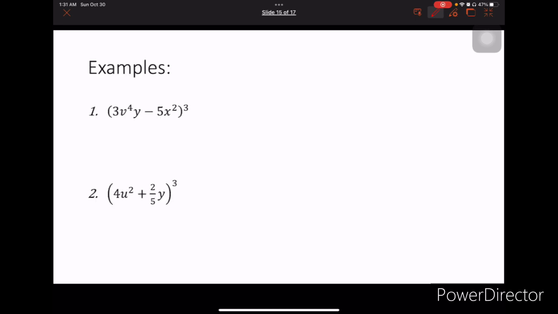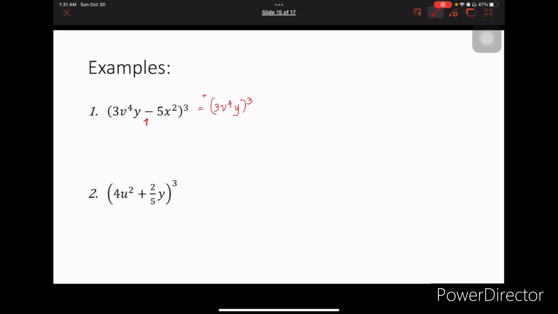So to further understand this, let's have this example. You have the quantity of 3v to the fourth power y minus 3x squared, quantity raised to 3. This is an example of the cube of a binomial. So you just simply cube the first term. So you have 3v to the fourth y, quantity raised to 3. Since it's negative, the signs are alternating.